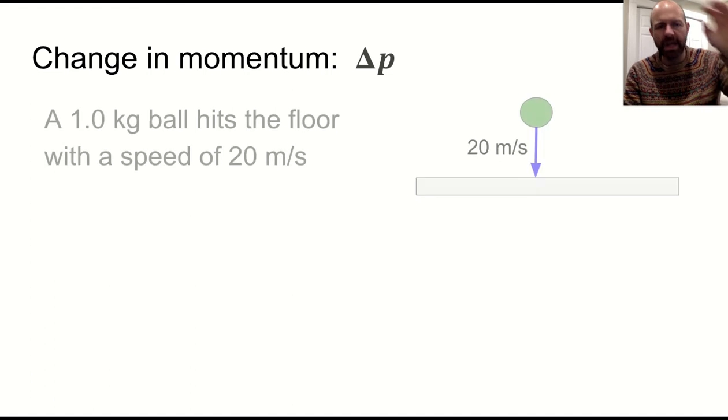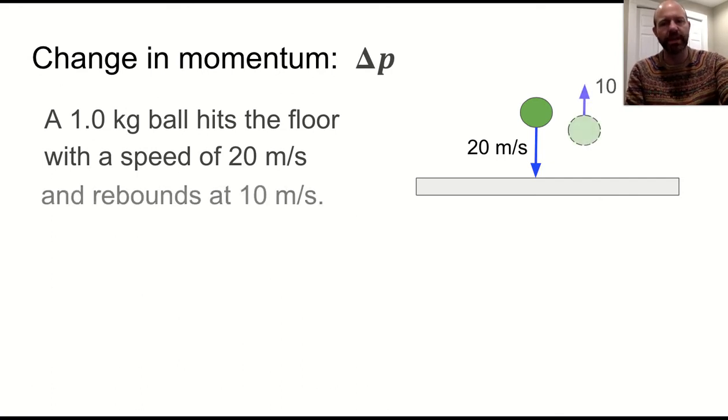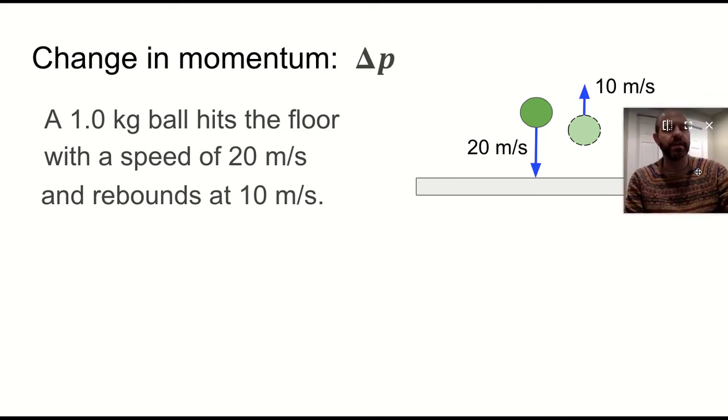When we say a change in momentum, you can visualize this by dropping a ball that bounces off the floor. A 1 kilogram ball hits the floor with a speed of 20 meters per second. It rebounds at 10 meters per second. This is much more realistic than the situations we've looked at before. Things don't bounce back perfectly to their original height.